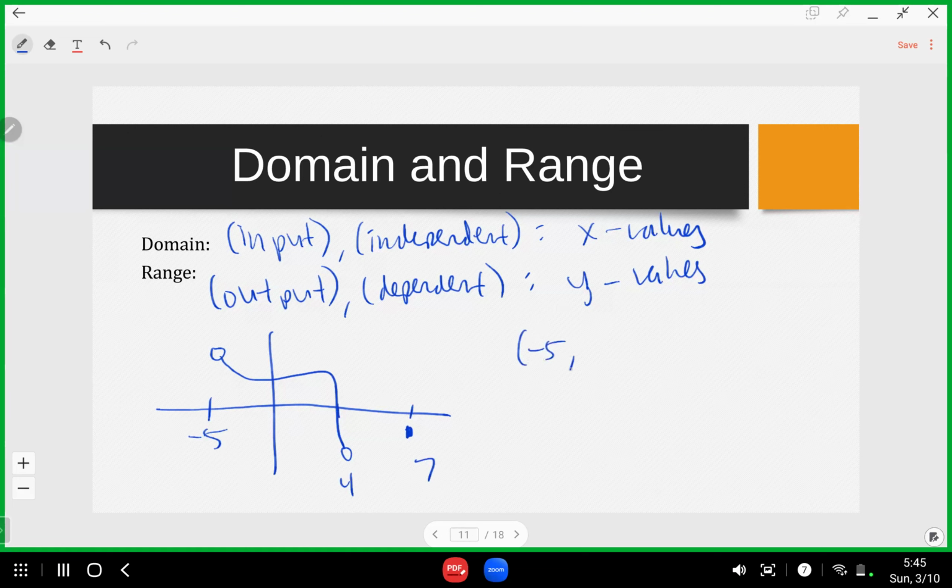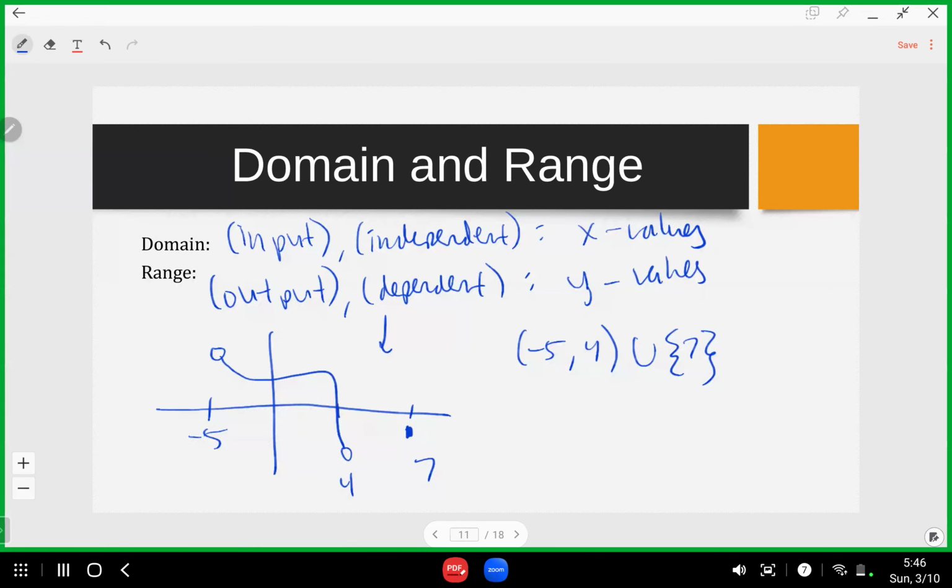We have -5 to 4. Again, this is not inclusive because it's an open circle. Union just 7. That would just be the domain. List of all the x values. Okay, so if you have a discrete graph, which means you have points like this, you're only listing the x coordinates of the points. Now, if you have a continuous graph like this one right here, then you have to list an interval notation. Now for range, it's the exact same. Range is exact same. So you can figure that out.